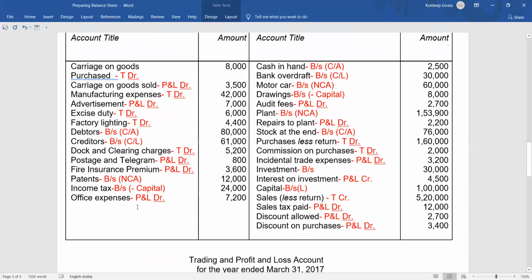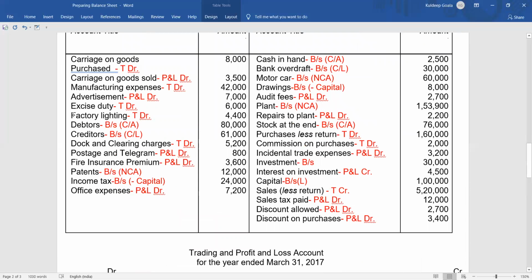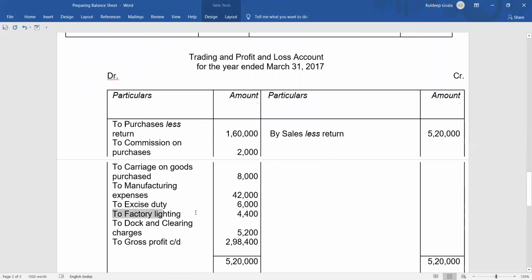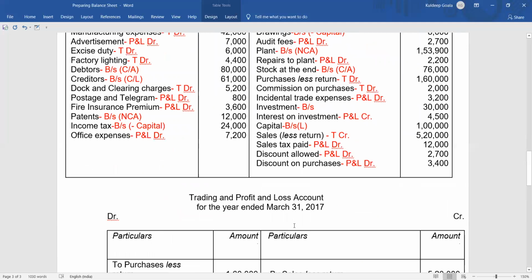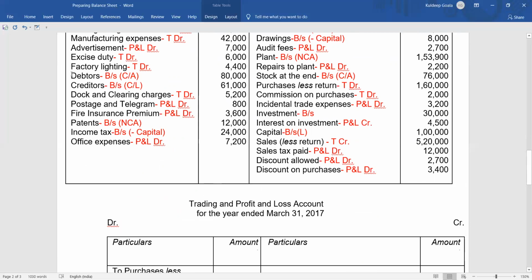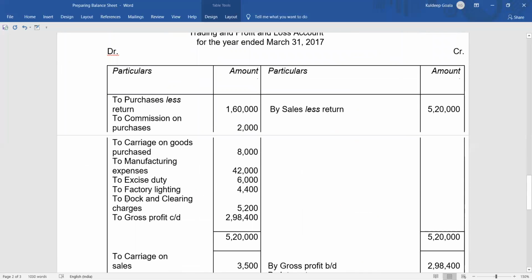After excise duty, what do we have? It is factory lighting. So it will also come here, 4,400. So to factory lighting 4,400. Okay, then coming to the next one, we have got the trading account with dock charges and the cleaning charges of 5,200. So that will also come here. To dock and cleaning charges 5,200.